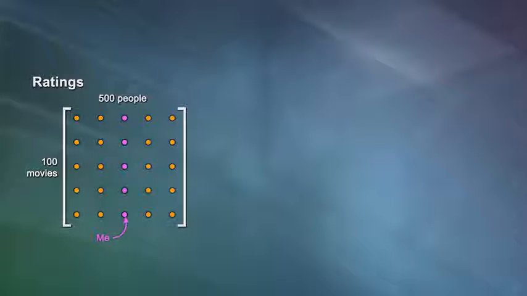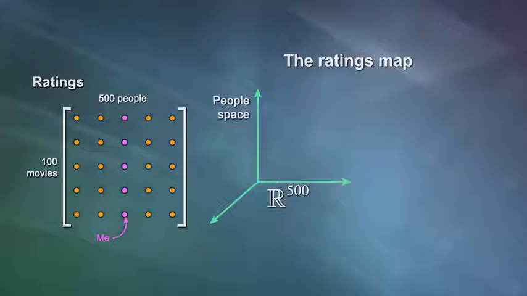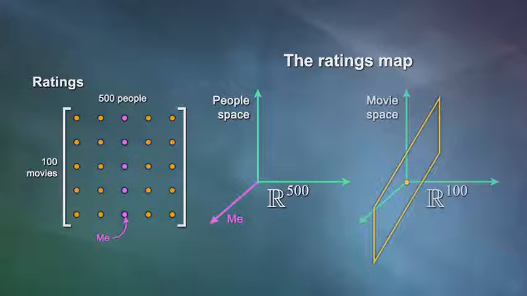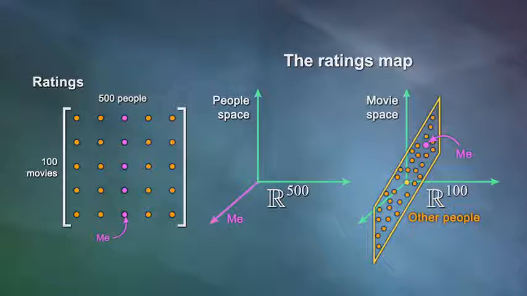What is the matrix doing? Well, you can think of it as a ratings map. You are a basis vector in a space of people that's 500-dimensional. The ratings map takes the space of people to a space of movies that's 100-dimensional. So your ratings are a 100-dimensional point in movie space. Each of the 500 people has their own point in movie space that records their ratings. This forms a cloud of points in movie space.